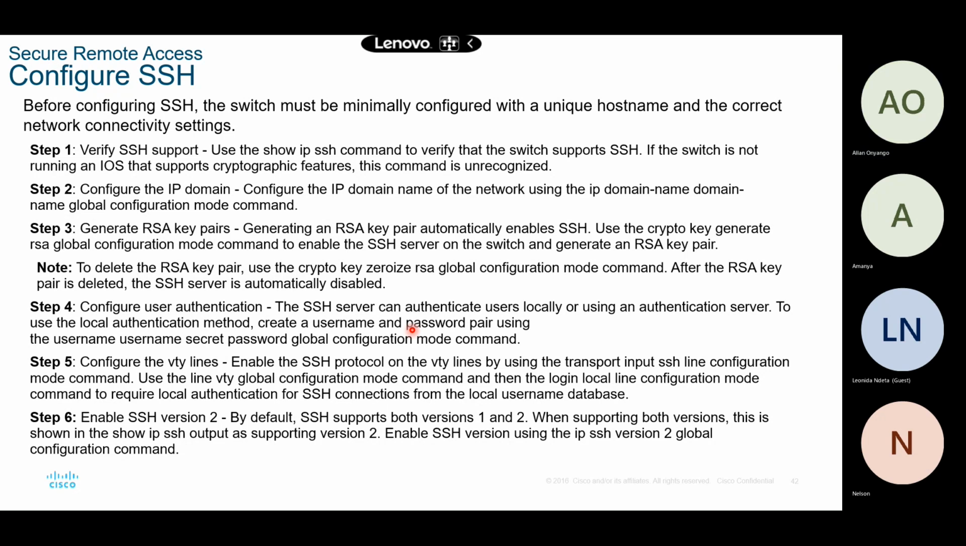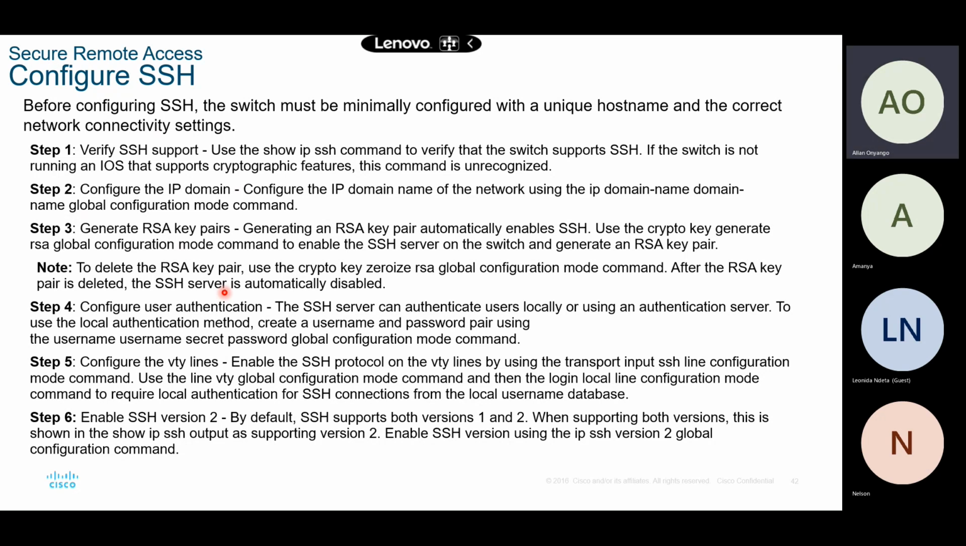Okay, these steps, we have about 6 to 7 steps. Of course, the first thing is to verify if the device can support SSH. Secondly, you need to configure the domain name. Then you need to generate the encryption RSA keys. This is generating the keys. Then you need to configure the users who are going to use SSH within your device, or who are going to access that device with SSH.